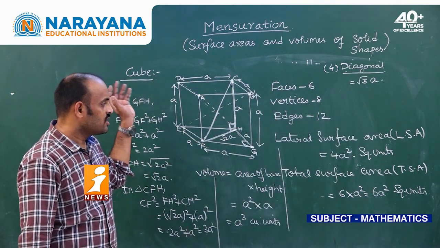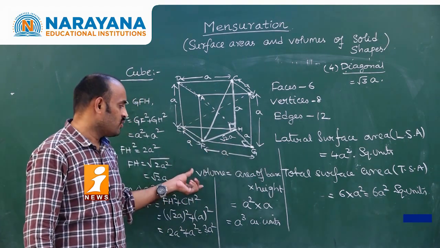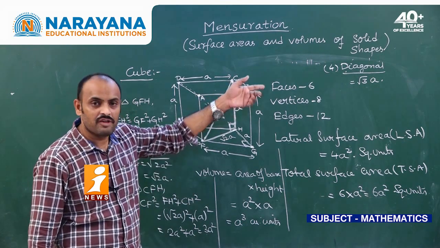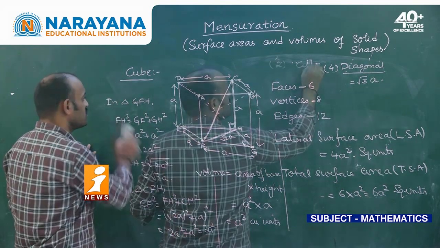We have seen the lateral surface area of a cube, total surface area of a cube, volume of a cube, and diagonal of a cube. So the next prism is the cuboid.